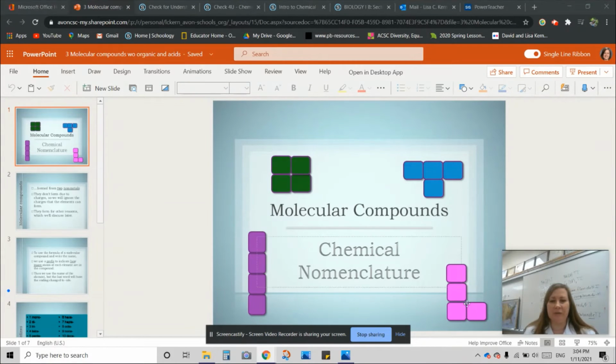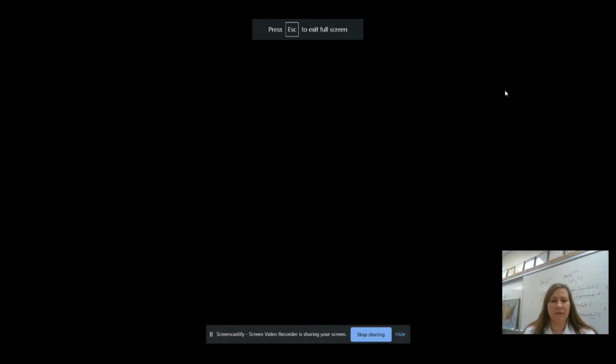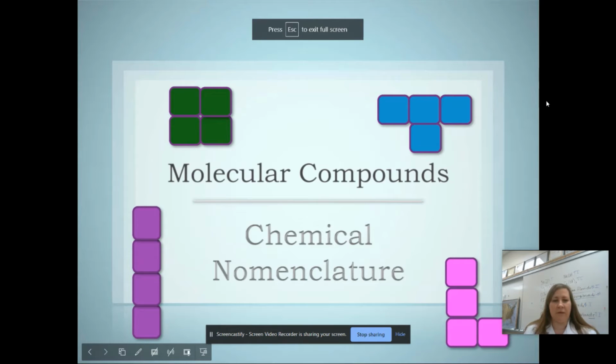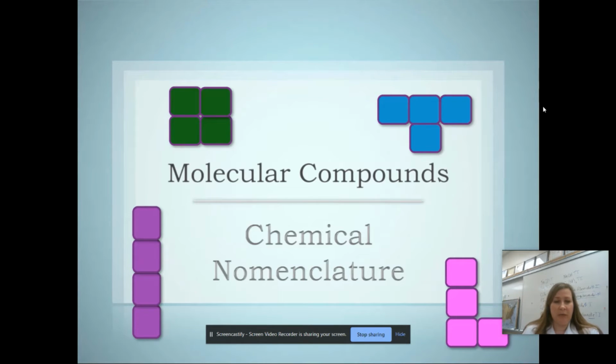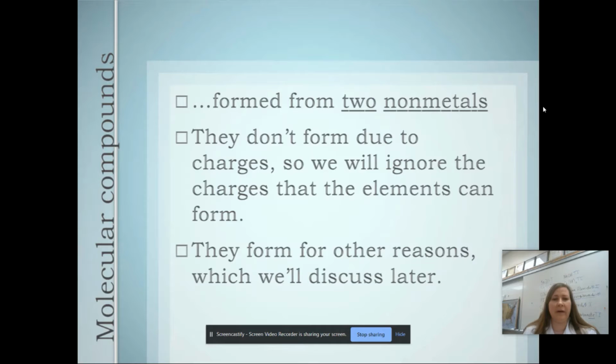Okay, so here's your notes on molecular compounds. So this is molecular compounds for chemical nomenclature. Molecular compounds, as you should already know, are formed from 2 nonmetals. They don't form because of charges. They form because they're covalently bonded together. They're sharing valence electrons so that each atom has an octet. So we will ignore the charges that the elements can form. Don't worry about that at all.